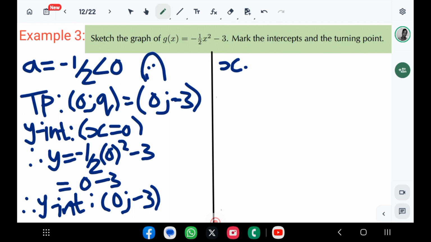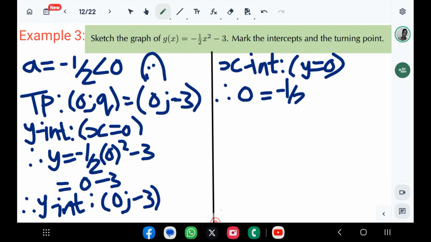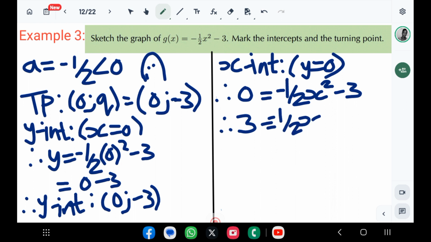The x-intercept: we make y 0 to find the x-intercept. So that is 0 equals negative half x squared minus 3. Take the 3 to the left-hand side. You've got 3 equals negative half x squared. Multiply both sides by negative 2, so you get rid of the fraction. That becomes negative 6 on the left-hand side, and x squared on the right-hand side.